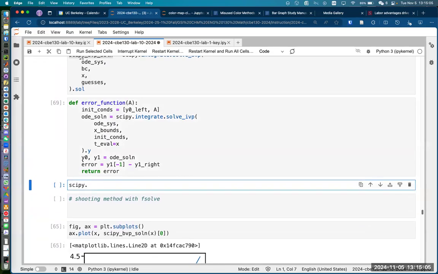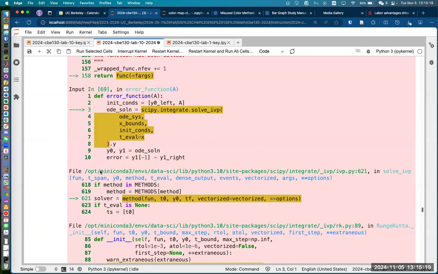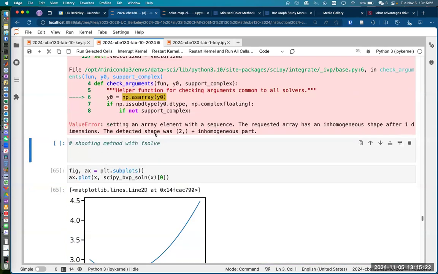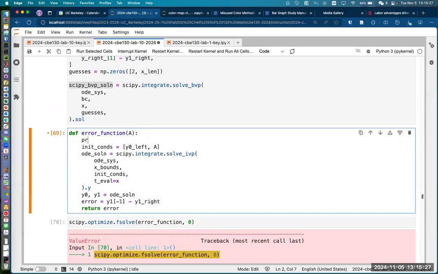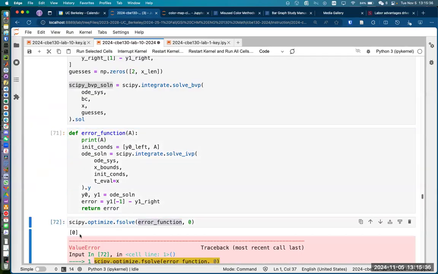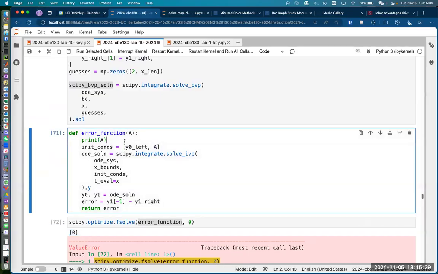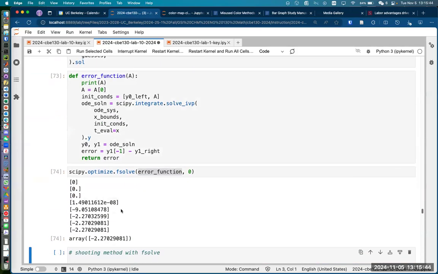And then we can use fsolve, SciPy optimize dot fsolve, and input the error function because we want to make it 0, and then give it some initial guess. Oh, and this error I have figured out before for you is that when the fsolve is supplied with a function, it doesn't input an integer. So if you print A, it inputs a list, but we need an integer here. So what we can do is A is equal to the first element of A, and this should solve the problem.